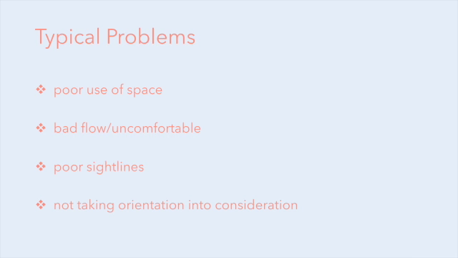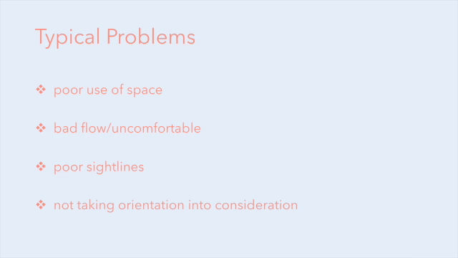So typical problems that are seen within spaces are poor use of space. If you have a smaller space and it's not being used as well as it could be, or if it's feeling too cramped, bad flow, or if it's uncomfortable to move through a space. Say a whole bunch of desks are placed really randomly throughout a classroom and it's really uncomfortable to walk through them. That would be a good example.